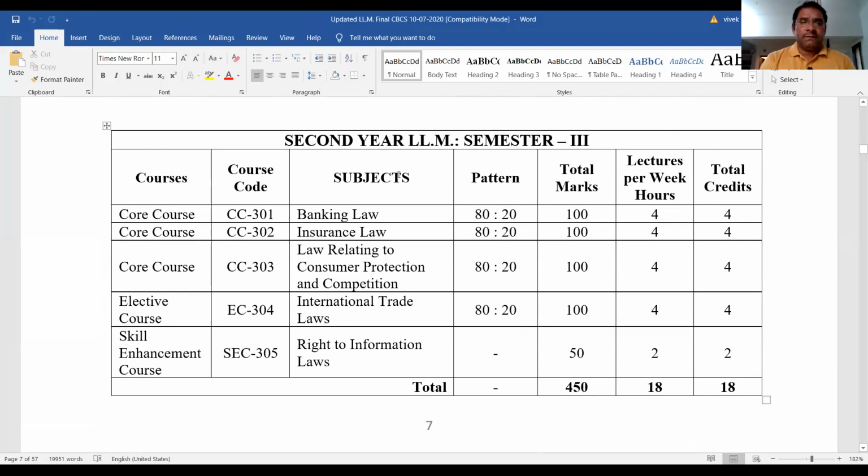Now I'll be showing you both the syllabus of IPR as well as business law. This is business law semester 3 syllabus. We are having 5 subjects. The first one is banking law, which is for 100 marks, 80-20 pattern, which consists of 4 credits. Then insurance law, again the same pattern.